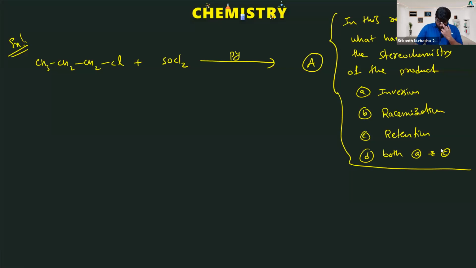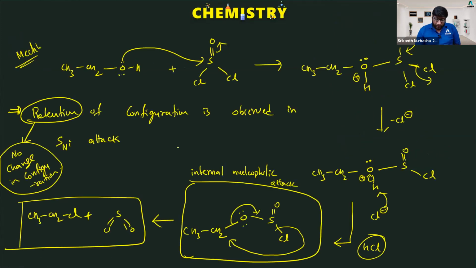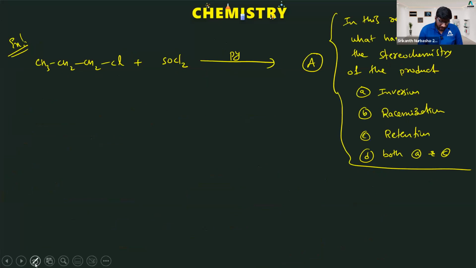Answer this question. Everything is fine, right? The only thing I have added is pyridine. What is pyridine? So what happens if I add pyridine? Earlier, if I don't give pyridine, you should directly go with retention. If I don't give pyridine, it can attack in this manner, generating CH3CHOH with the positive charge on oxygen, S double bond O, Cl. Cl minus picks up the proton, internal nucleophilic attack, and you can write retention. But if I add pyridine, what is the change that happens? So let us look at the mechanistic approach. What is the mechanistic approach?